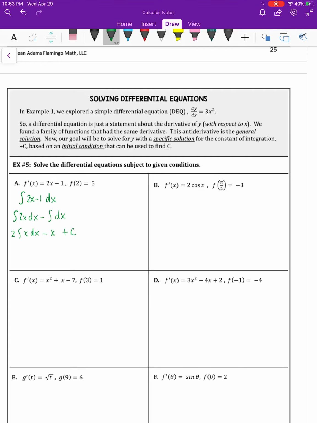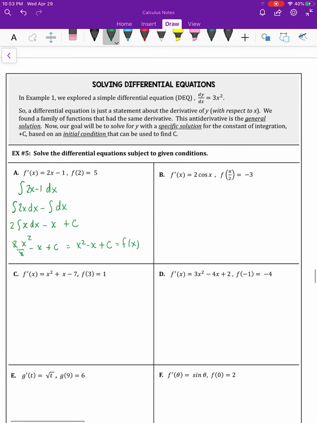I can bring my 2 in front. And this is just going to be 1. So it's just going to be x plus c. But this one is going to be 2 times x to the 1 plus 1 divided by 1 plus 1. The 2's are going to cancel. So this is x squared minus x plus c. That's my f of x, right? Because if this is f prime, I just found my f of x. But this is a family of functions because it has a c.